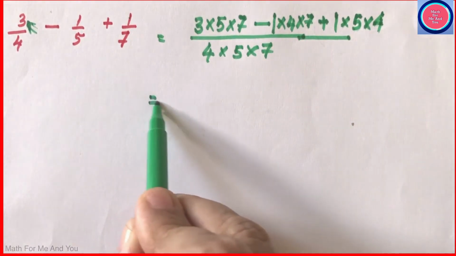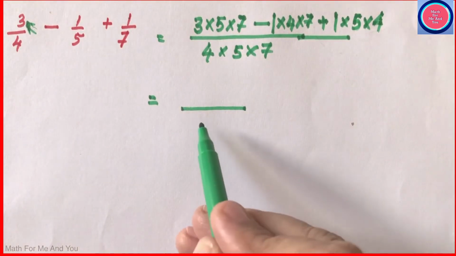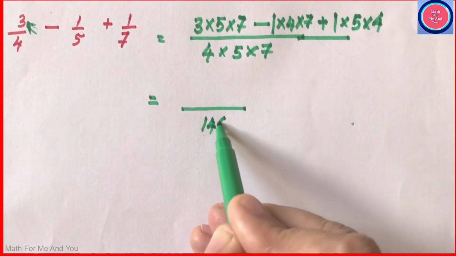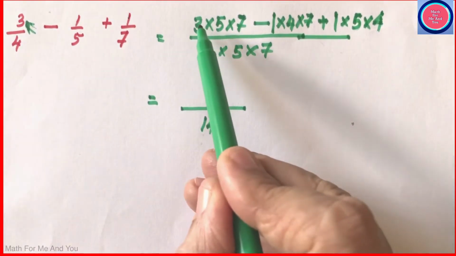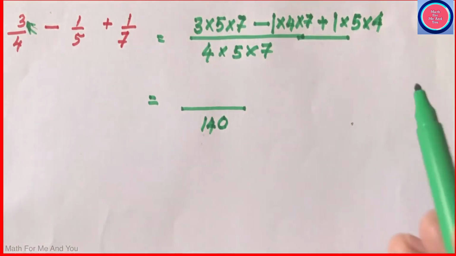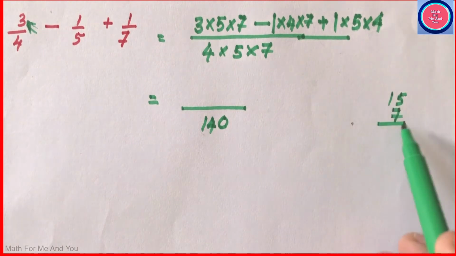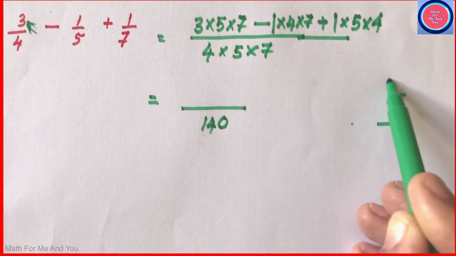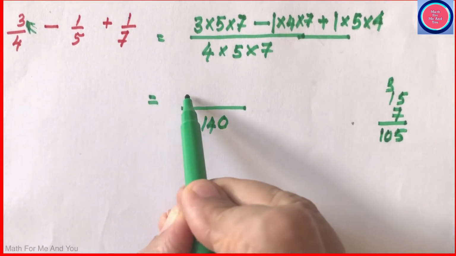What's the answer? What is the denominator we get? 4 times 5 times 7. 20 times 7 is 140. Numerators. We can answer step by step. 3 times 5 times 7. 3 times 5, 15. Times 7. How much? 7, 5, 35. Then 3. 7, 1, 7. Plus 3, 10. So 105.